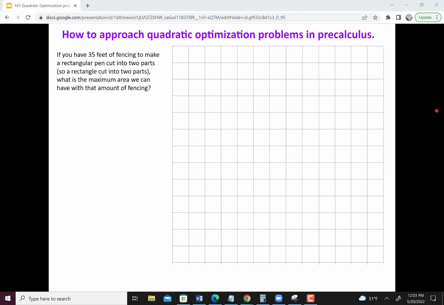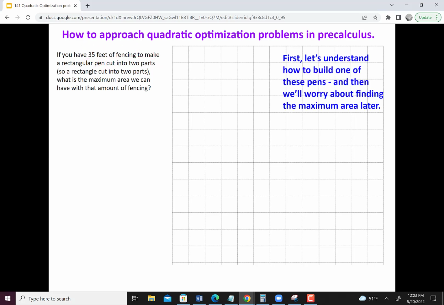Here's a video about how to approach optimization problems that are quadratic in a pre-calculus class. So I'll just start with an example, and before you even do the algebra to solve it, I want to talk about the big idea of what this all means. So here's a situation. We've got 35 feet of fencing, and we want to make a rectangular pen that's cut into two parts. So first, let's understand how to build one of these pens.